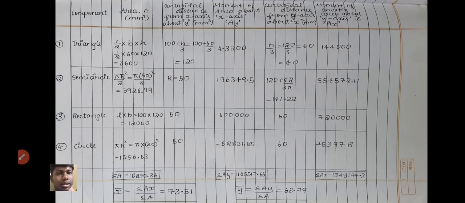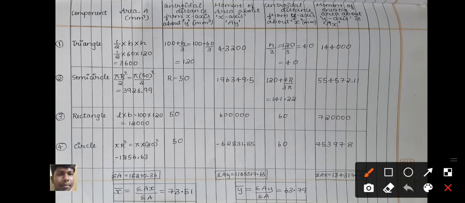Same procedure goes for the semicircle. Here the formula for the area of a semicircle is pi r square by 2, right? So r will be 50. So the final answer will be 3926.99. And the centroidal distance from the x-axis for a semicircle will be its radius itself. So the r will be 50. Then multiplying the r and this area gives us the moment of area, which is 19634.95.